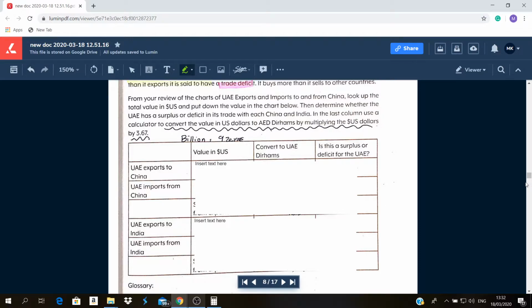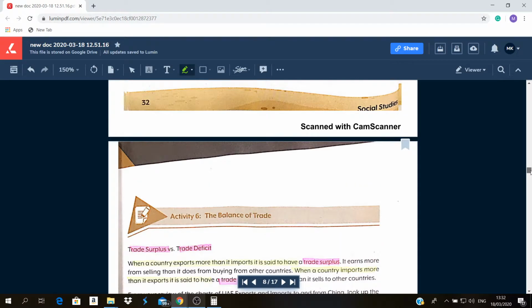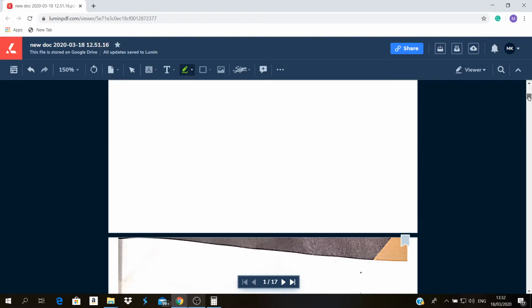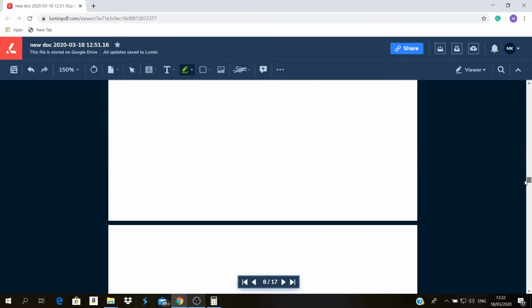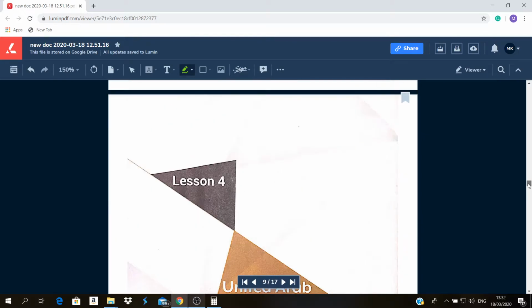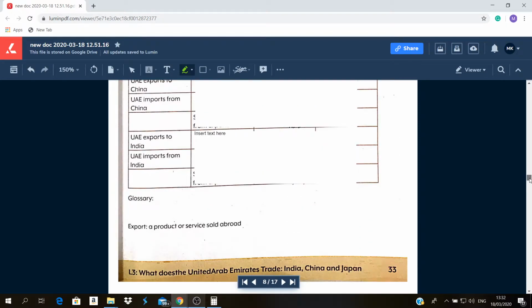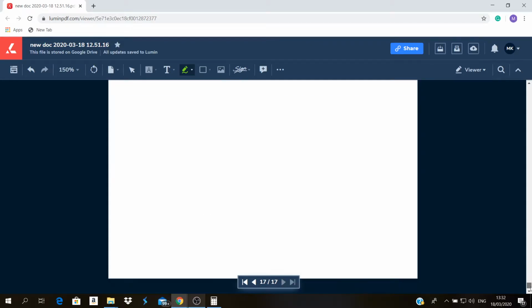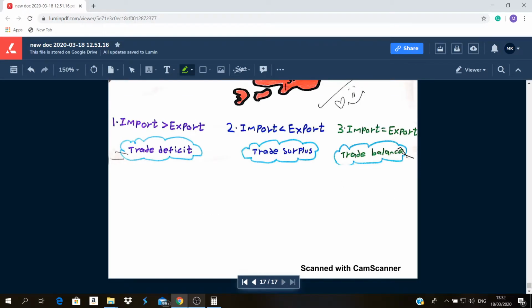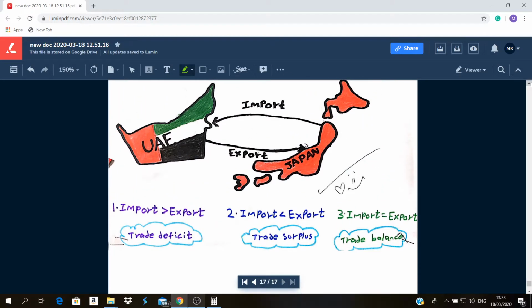Today inshallah we're going to complete our lesson. We started it in the previous class, our lesson about United Arab Emirates trade with India, China and Japan. And we stopped at the point of trade surplus and trade deficit. We said if the country imports more than it exports, this means that the country has a trade deficit. If the country exports things, sells things more than buying things, this is called trade surplus.